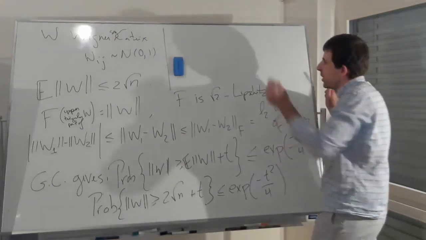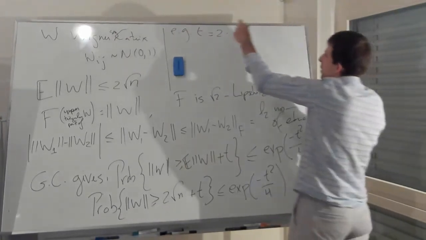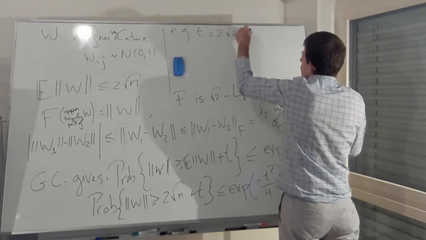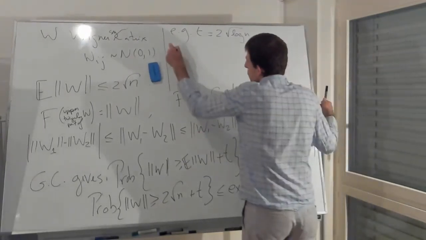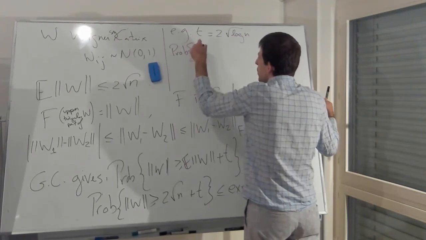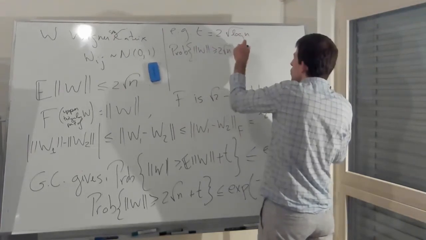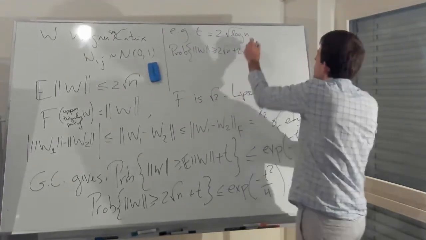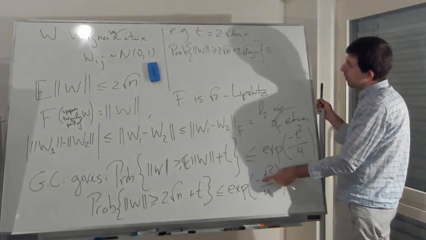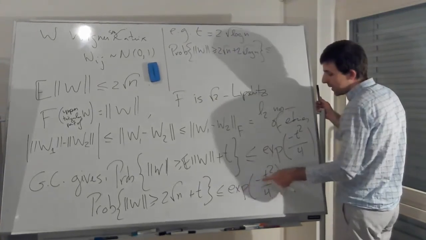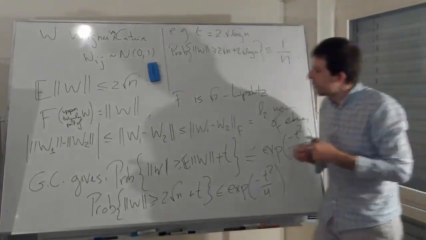Let's take, for example, t to be 2 square root log n. Then what do we have? We have that the probability of the spectral norm of W being bigger or equal than 2 root n, which is its typical size, plus 2 square root log n, which is tiny in comparison, is smaller or equal than exponential of minus 4 log n over 4, so exponential of minus log n, which is exactly 1 over n.